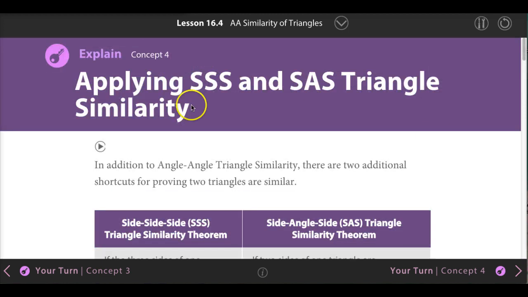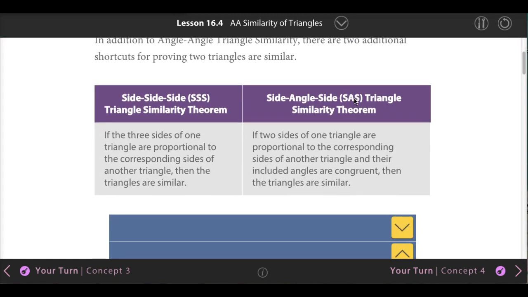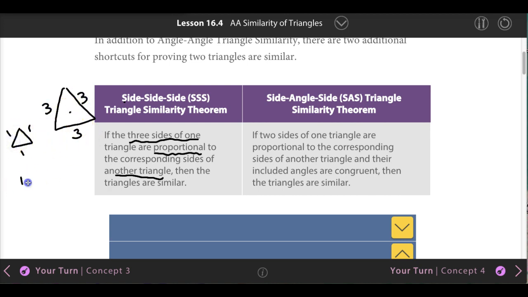And now if you go into the next section, you would see that over here they're talking about SSS and SAS triangle similarity. Basically what that means is given to you right here. But it says if you have three sides of a triangle, and if those sides are proportional to the corresponding sides of another triangle, basically that means I have two triangles. And then I find out that this side is 1, 1, and 1, and this side is 3, 3, and 3. Well, what is the ratio for me to go from small to big?